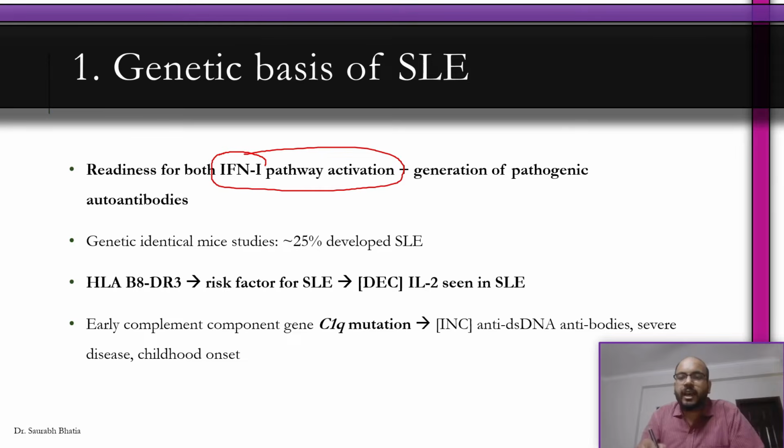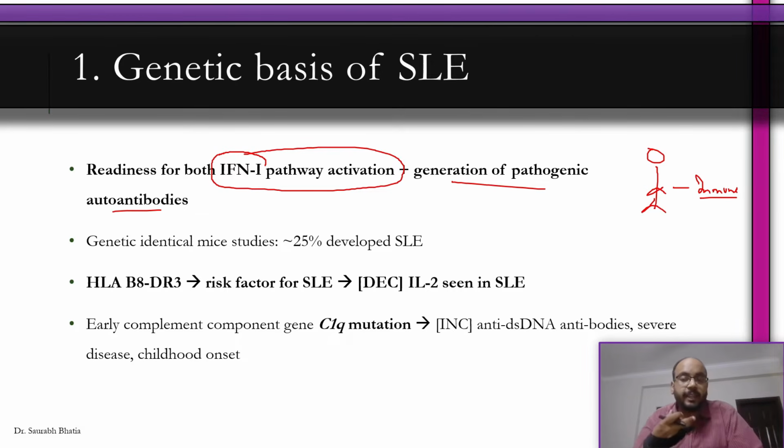So you have an individual whose genetic makeup is such that the immune cells are more primed, more susceptible, more ready to secrete type 1 interferons. When type 1 interferons are secreted, you have generation of pathogenic autoantibodies. So type 1 interferons along with pathogenic autoantibodies lead to development of systemic lupus erythematosus-like features in an individual. Clear?